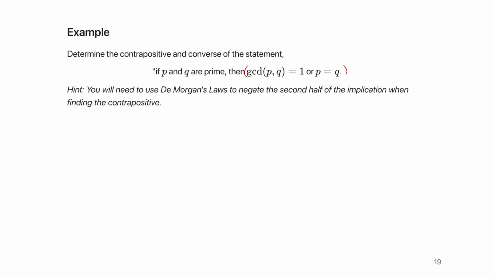And remember, if our implication is P implies Q, the converse is Q implies P. And the contrapositive is not Q implies not P. And if this is our P and this is our Q, you'll have to take the negation of the Q, which means you'll have to use De Morgan's laws because there's an or in there. So try and determine the contrapositive and converse of these statements.